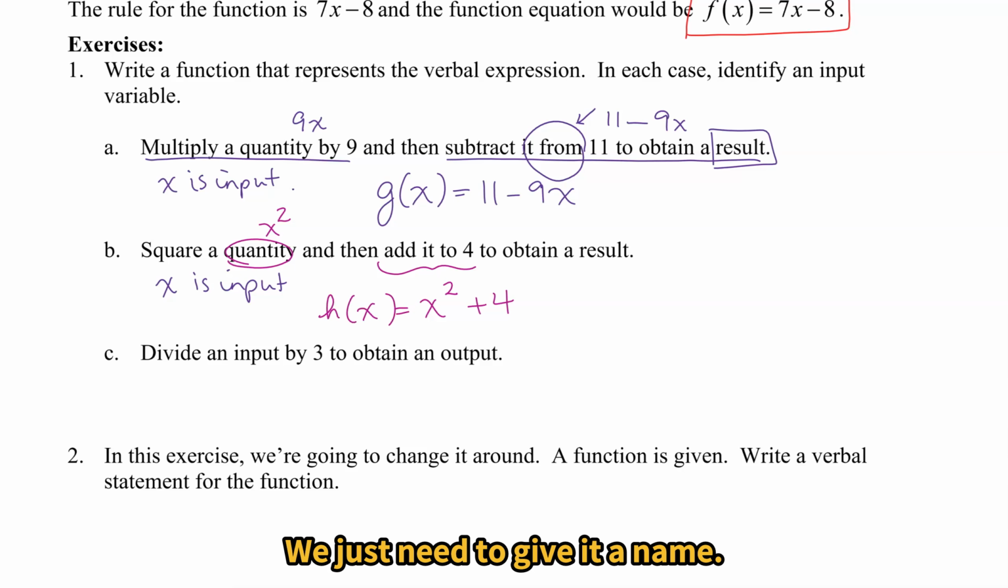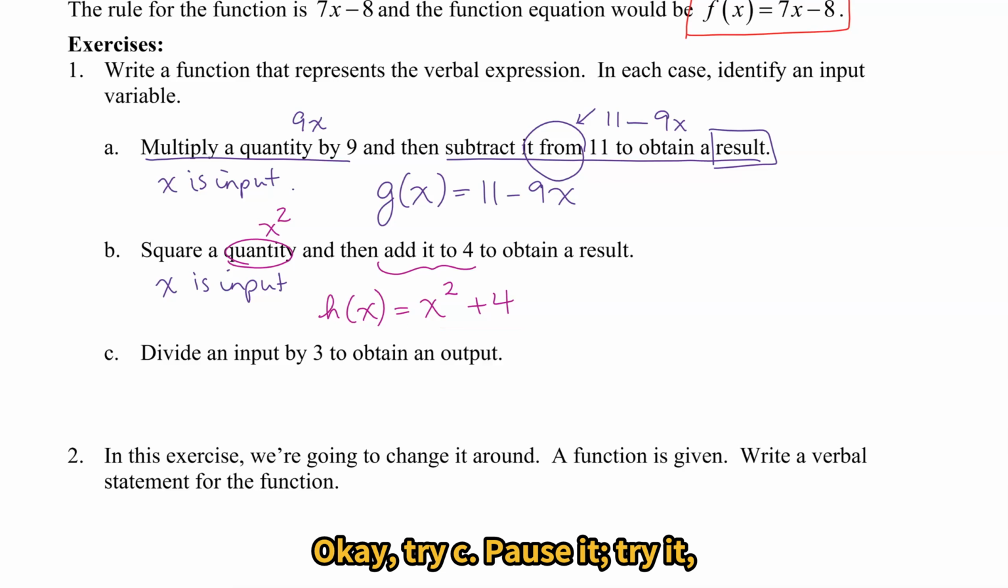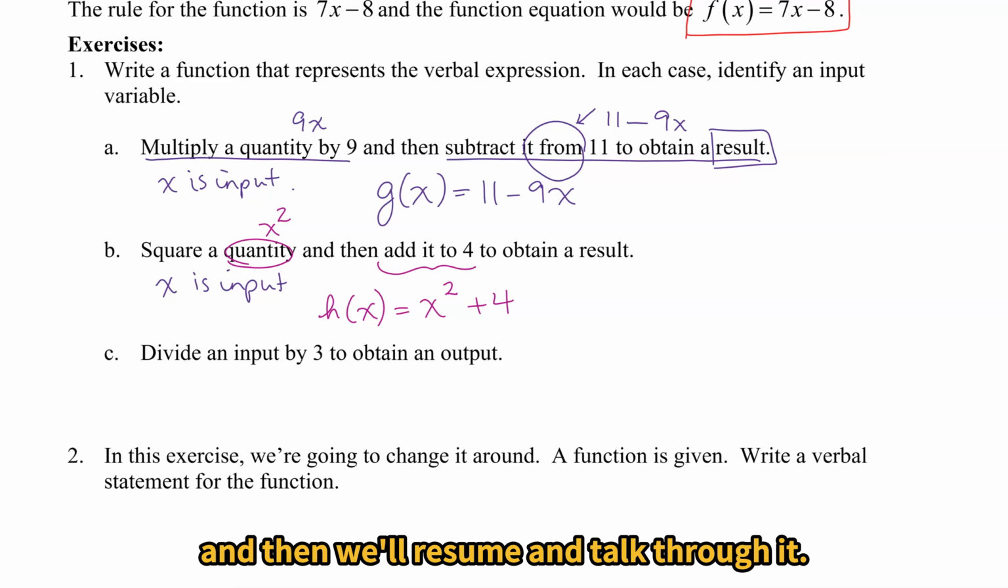We just need to give it a name. h of x equals x squared plus 4. Square a quantity and then add it to 4. Okay, try C. Pause it, try it, and then we'll resume and talk through it.